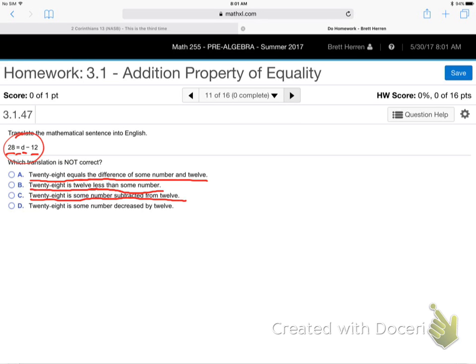No. That is not correct. That one's wrong. It's C. Why is C wrong? Good job. What does it mean to be the number subtracted from 12? That'd be 12 minus d, instead of d minus 12. That's reverse order, right? They got the order reversed there.